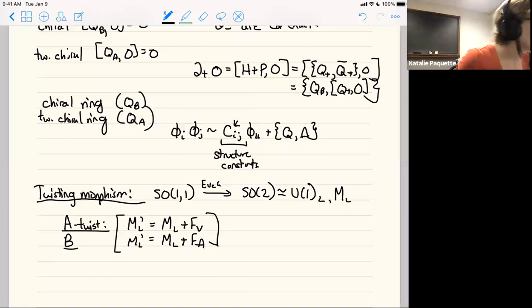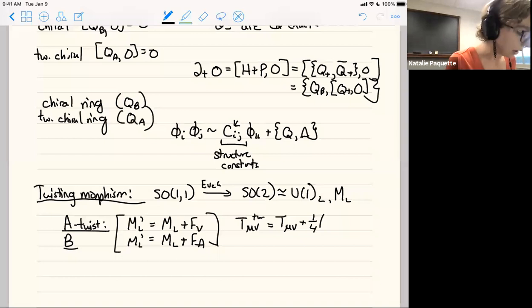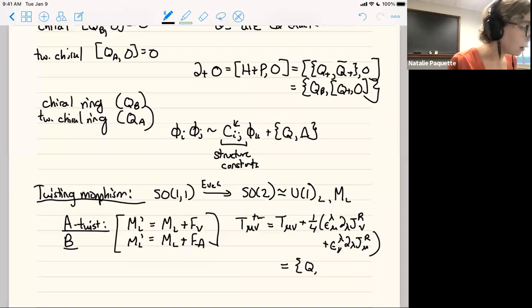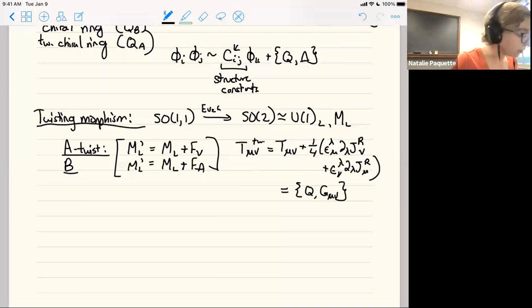And furthermore, you can also check that after you do this twisting morphism, you can take the original stress energy tensor of the theory, and it will be modified by shifting it by currents of the appropriate R symmetry, again either the vector or the axial, depending on if you're doing the A or B twist. And in either case, you do get a Q exact stress energy tensor. So all of the metric dependence of the theory is cohomologically trivial, and the A and B twisted models are cohomological field theories. In particular, they are topological theories on our 2D worldsheet.